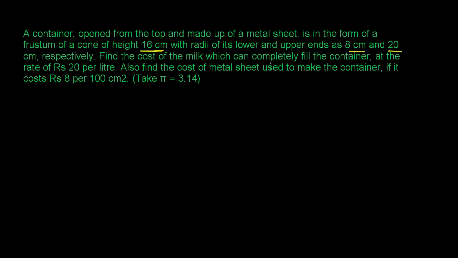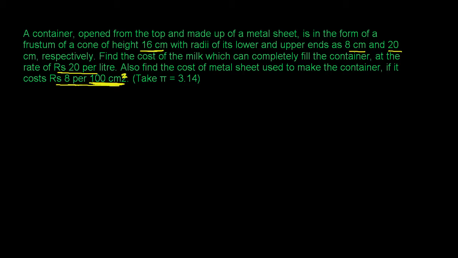Which can fill, it means they're asking about the volume, at the rate of 20 rupees per liter. And find the cost of the metal sheet used to make the container if the cost is 8 rupees per 100 centimeter square. It is 100 centimeter square, right? So we need to find out the area first, because we need to find the total material used to make the whole container, so that we can find the cost of the material. And then we need to find out how much milk it can carry, so the cost of the milk also we need to find out.